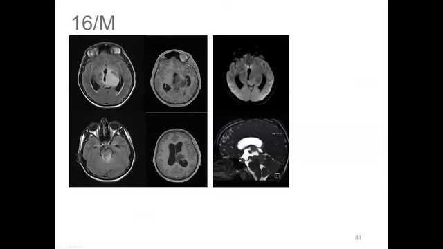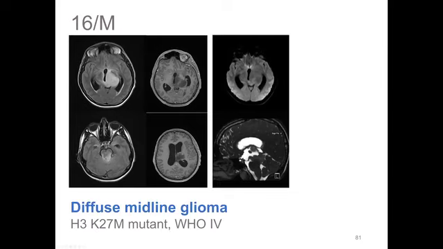For example, this is an extreme case. You can see the tumor is more centered in the thalamus, but extends to the pineal region and the posterior part of the ventricles. So it might cause early hydrocephalus due to the aqueduct involvement. This tumor is a diffuse midline glioma because you see some enhancement here and probably some restricted diffusion here. So it means there's a high-grade tumor, and this is a diffuse midline glioma.